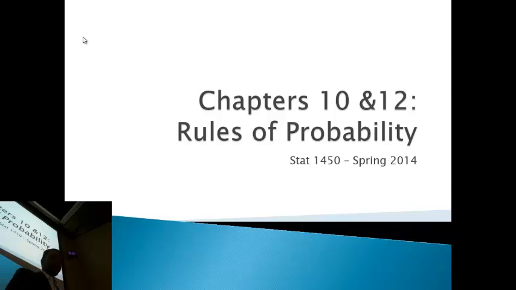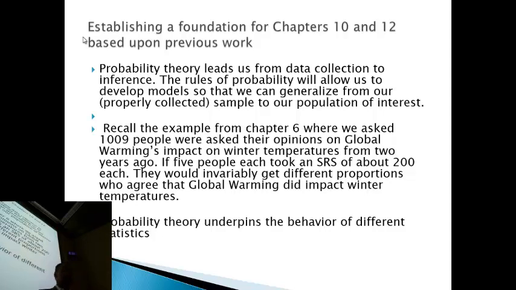So a little bit of background about chapter 10. Probability theory, we kind of know about probability theory already. Numbers need to be between 0 and 1, and nothing can exceed 1. So again, just a few comments.